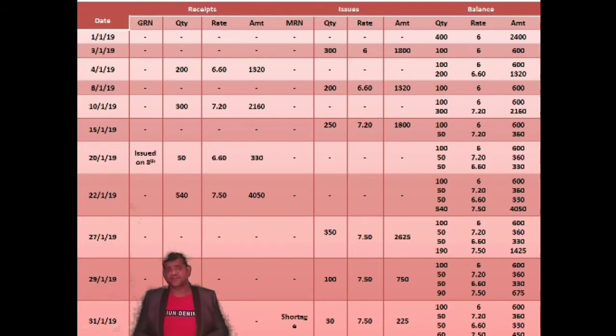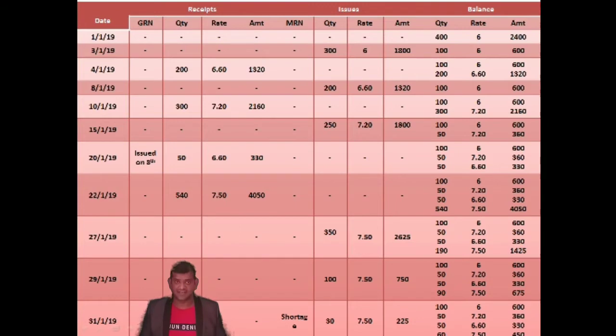After 8th January, we are moving further on to 10th January. So what had happened on 10th January? There was a purchase, correct? How many units have they purchased? 300 units, which has to be recorded in the receipt side of the store's ledger account.